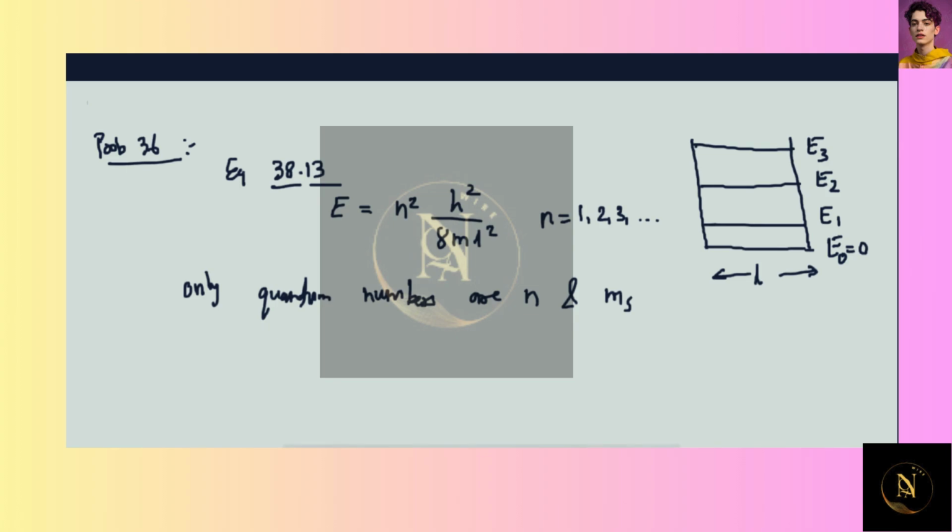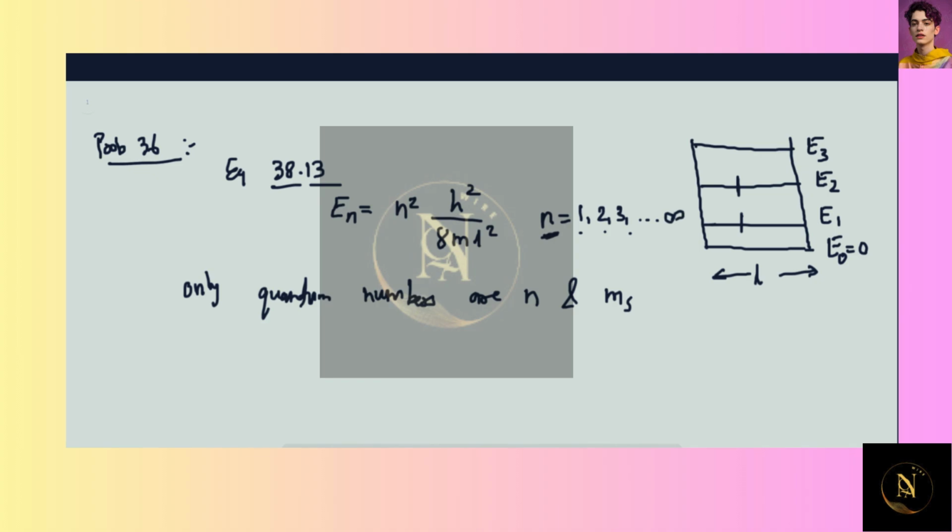So En is just n squared h squared over 8mL squared, where n is the quantum number, or we can say the state that the electron is in. If n is equal to 1, then it is in the first state. If n is equal to 2, then the electron is in the second state. And h is the Planck's constant, m is the mass of the electron, and L is the length, or width, of the potential well. And this n can only take integer values, which are 1, 2, and 3 to infinity.